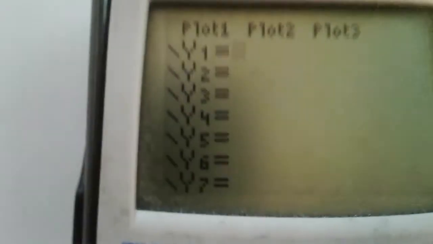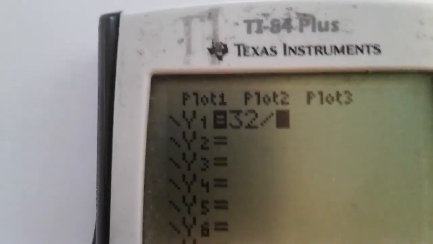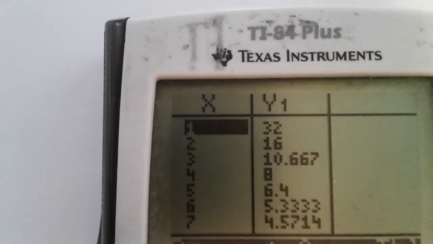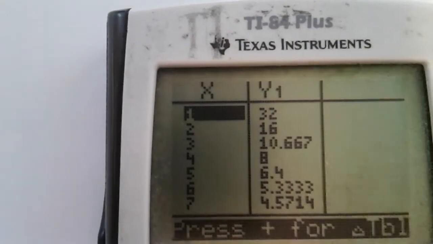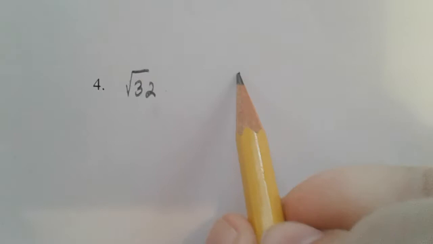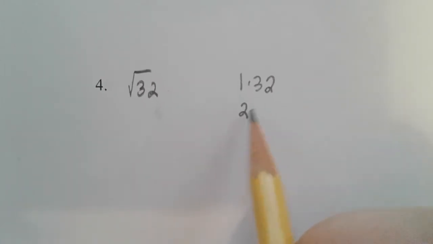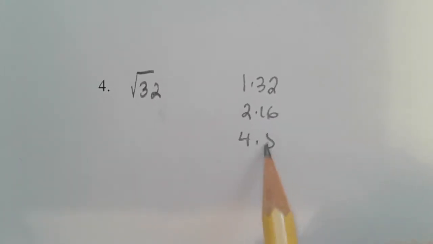Okay, so for example 4, we're going to take a look at the square root of 32. So the square root of 32, 32 divided by x, and I'm going to get my list of factors: 1 times 32, 2 times 16, and 4 times 8. Those are my choices.